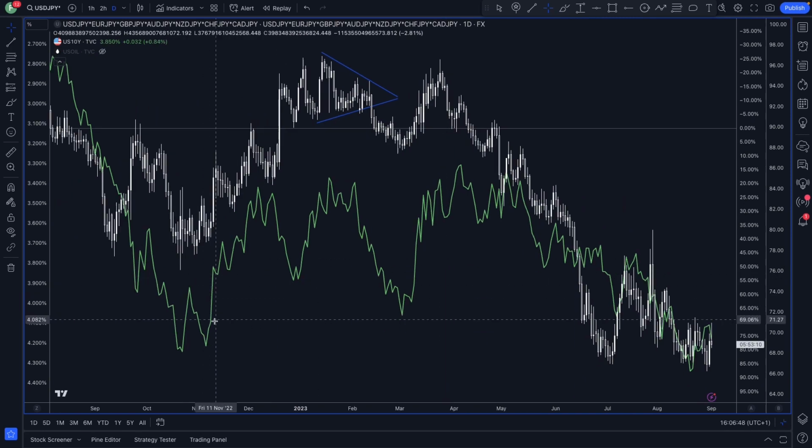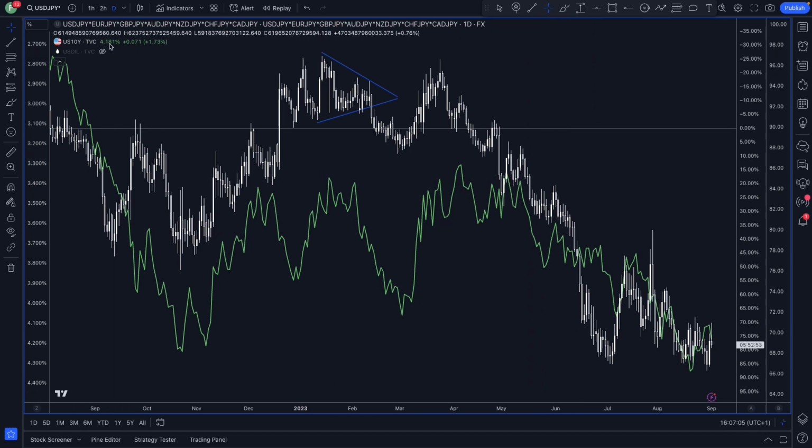When bond yields fall, remember falling because we've inverted the scale, when they fall, the yen strengthens. So falling US bond yields, strengthening yen. Rising US bond yields, weakening yen.